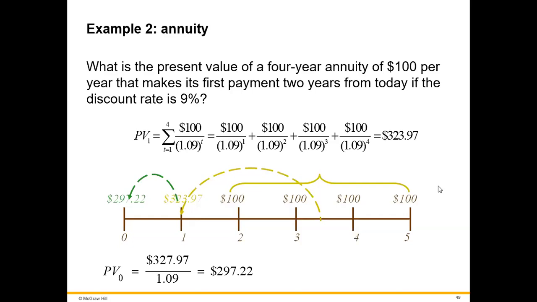So we have to divide that by 1 plus the interest rate. And that will give you $297.22. So they call this a deferred type of problem. And you really have 2 different calculations. So when you find the present value of this annuity, it is not the present value as of time 0. It's the present value as of the beginning of year 2, which is also considered the end of year 1. So be careful of that.